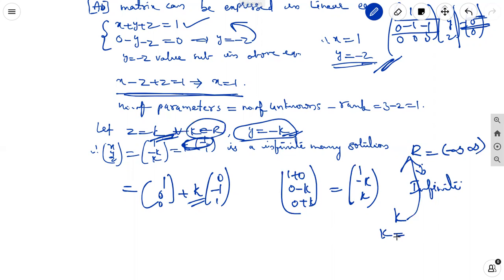Just as an example, suppose minus 3, minus 4, minus 5, 6, 7, 100. Whatever value you take, you get such solutions. That is, k has infinite values, and by substituting the infinite values we get infinitely many solutions.